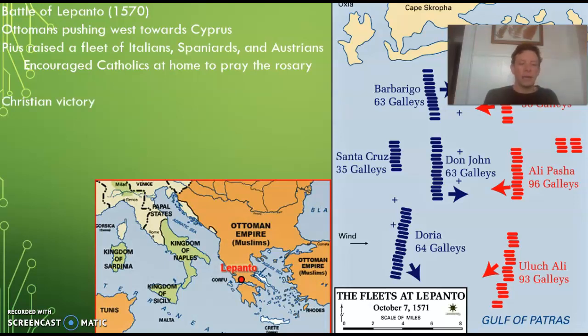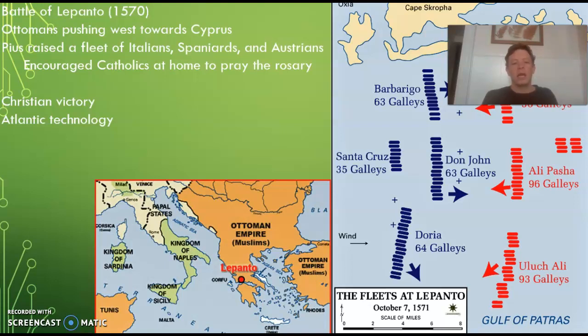When the battle took place, it was a great Christian victory. The Christians lost only 7,500 men and 17 ships compared to the Ottomans, who lost almost 200 ships and 20,000 men. This was a huge victory for Christian efforts to defend Christian kingdoms in Western Europe.